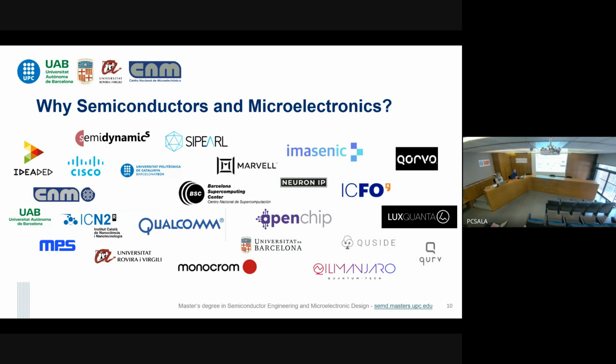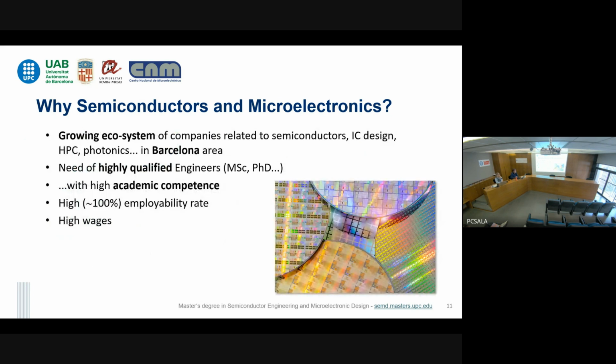There is a huge demand of engineers in semiconductors, in IC design. So this is an excellent professional opportunity. The academic profile that these companies need is not just a bachelor. They need something with an advanced formation, and this advanced formation is enabled with a master's degree. And some companies also require PhDs. And not only the degree, you have to have a good academic competence. You need to be a good professional and know what you're talking about, what you understand.